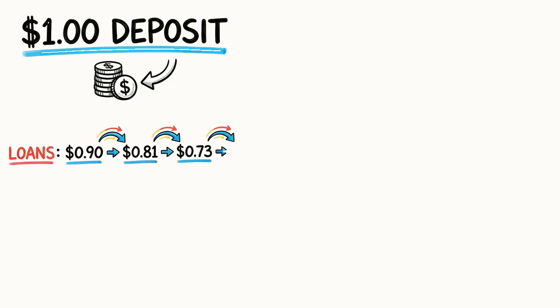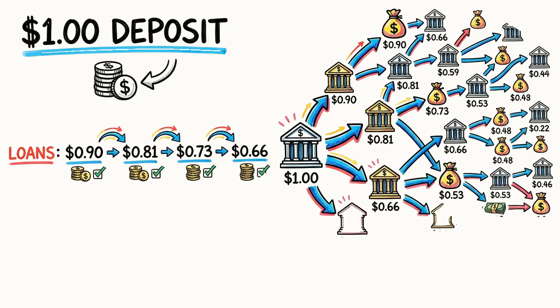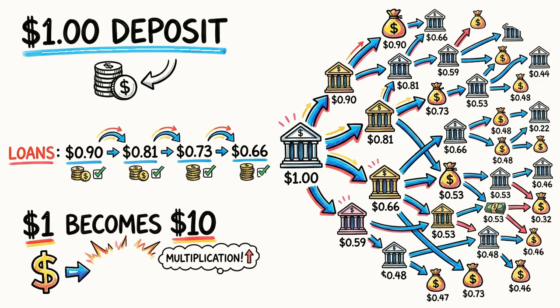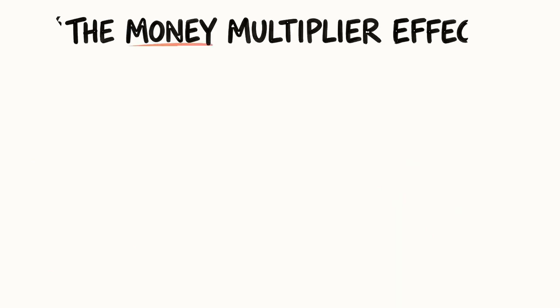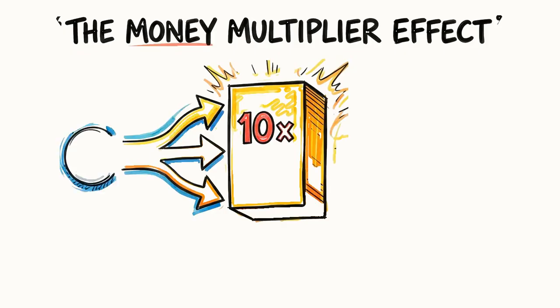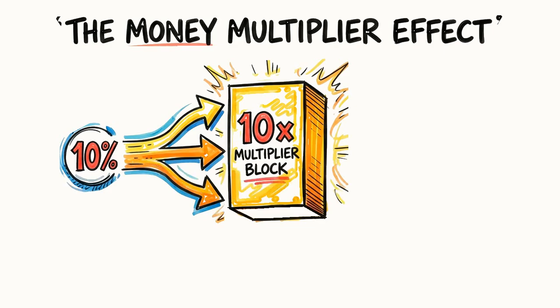Let's run through the numbers quickly. You start with a $1 deposit. 90 cents gets loaned, then 81 cents, then about 73 cents, then 66 cents. Each loan is smaller than the last, but each one creates a new deposit somewhere else in the system. When you add up all those deposits across all the banks, you get a surprise. That original $1 can support close to $10 of total deposits. This pattern is called the money multiplier effect. With a 10% reserve, the system can build up roughly 10 times the original deposit in account balances. Again, not in cash, in spendable bank money.